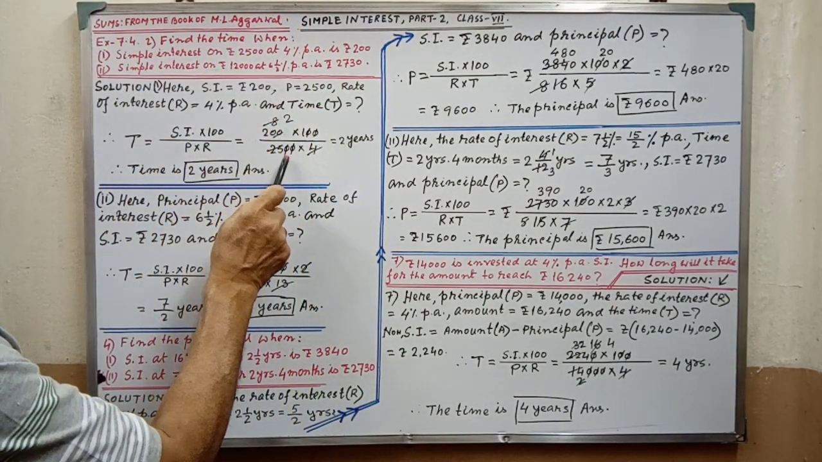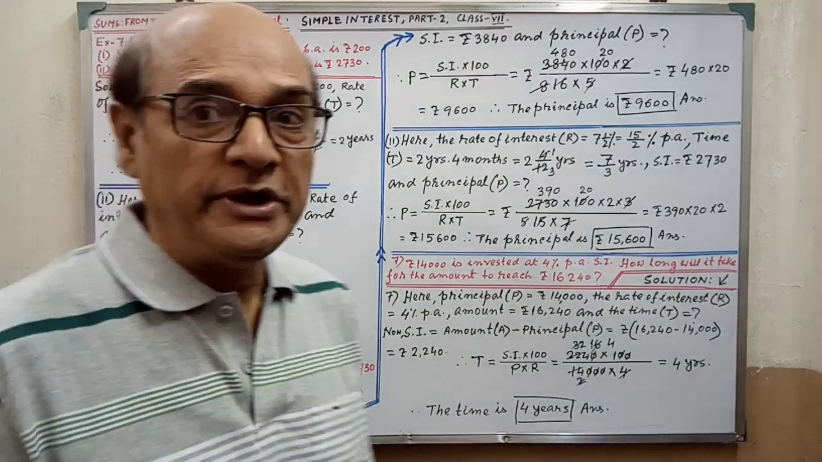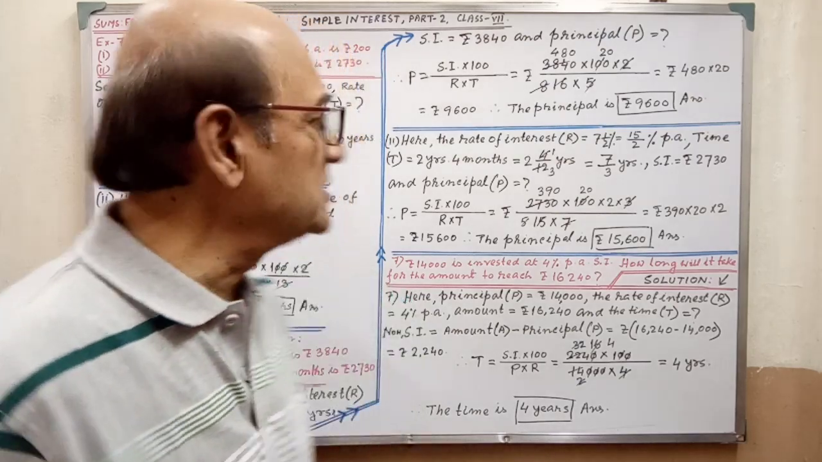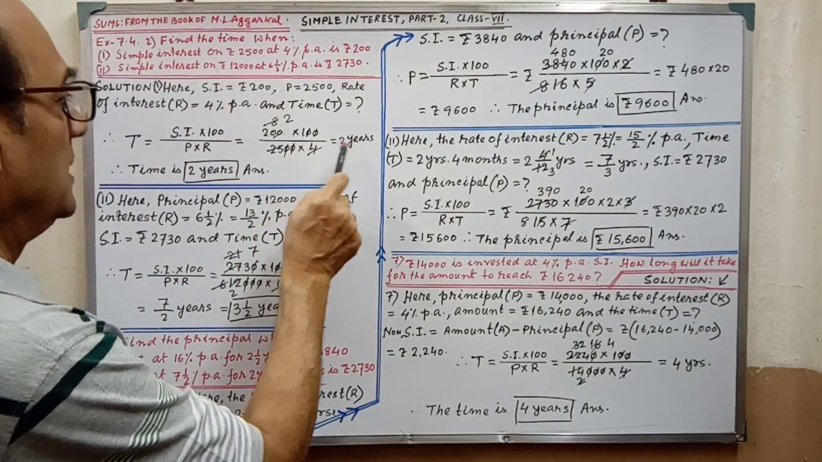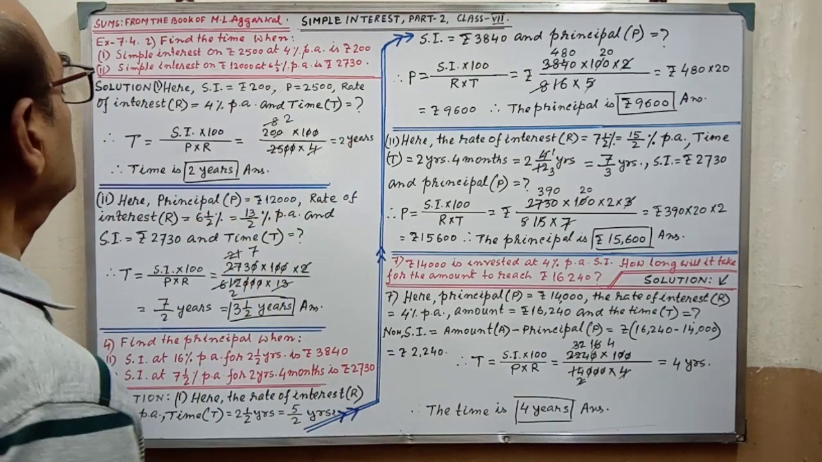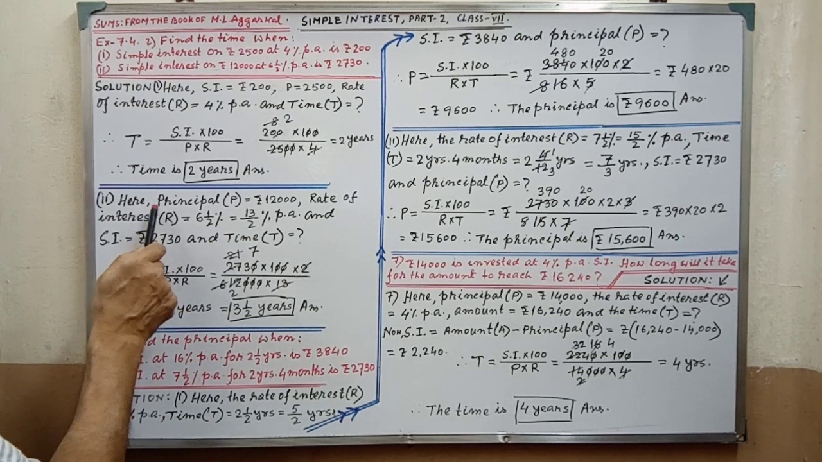By putting the formula, we have to put the relevant values, and after putting the values, the calculation also is vital. You must notice the calculation attentively, and after that we are getting the time is 2 years. This is the answer. Second sum also same thing.